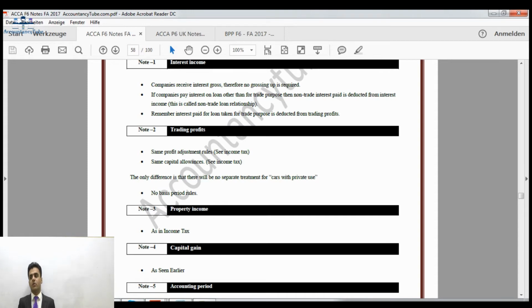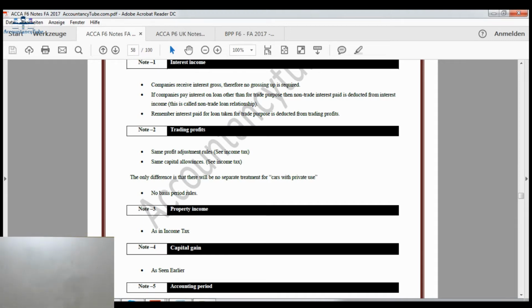Alright, now sometimes we take a loan for non-trade purposes. Whatever interest we pay on the loan which we have taken for non-trade purposes, interest paid on that loan will be deducted out of the interest income. Alright, so the interest income which we have listed in the pro forma. Remember, interest paid for a loan taken for trade purposes is deducted from the trading profits. Just beneath that, note number 2, it says trading profits. Same trading profit adjustments as we have seen in our income tax, same capital allowances as we have seen earlier.